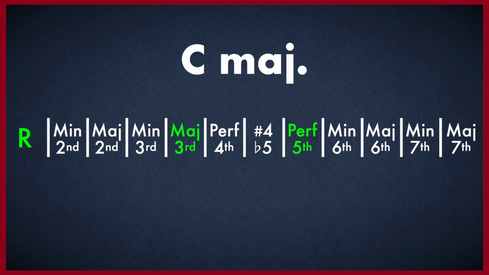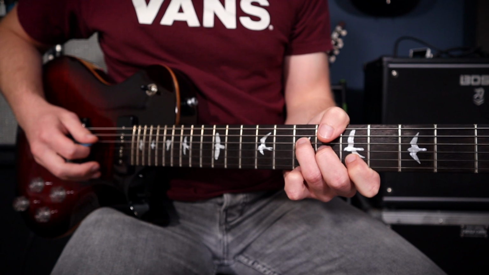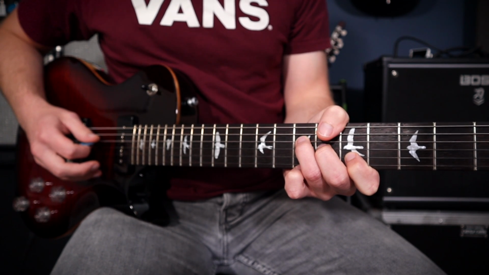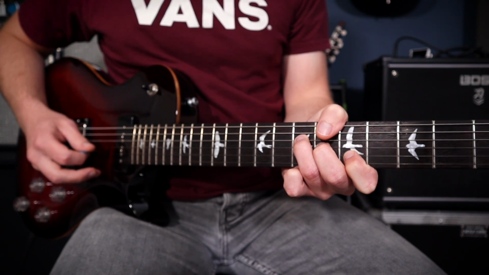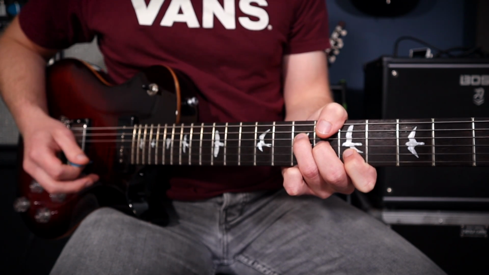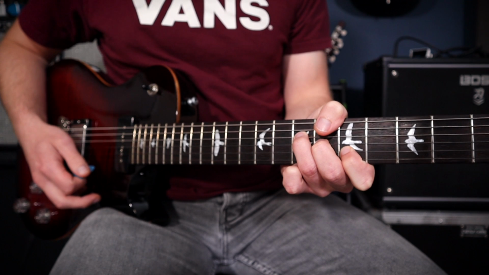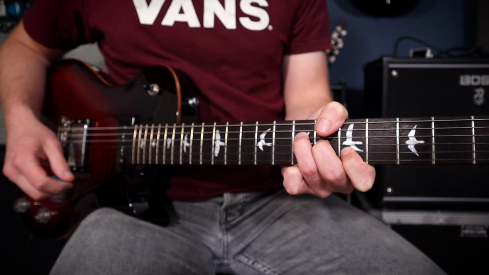So for example, in the key of C, for a C major, we'd have C as the root note, E would be the major third, and G would be the perfect fifth. And to give you an example of this on guitar, we could use this as the root note, then add the major third, then add the perfect fifth, and together we get our major chord.